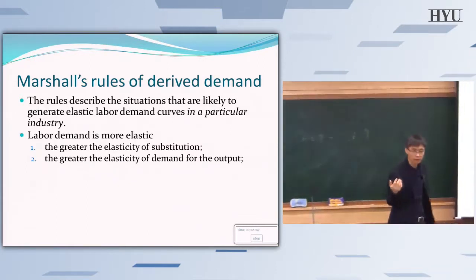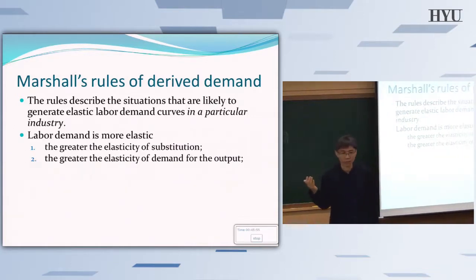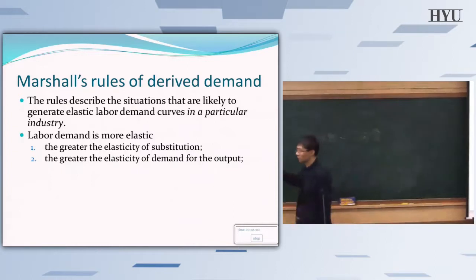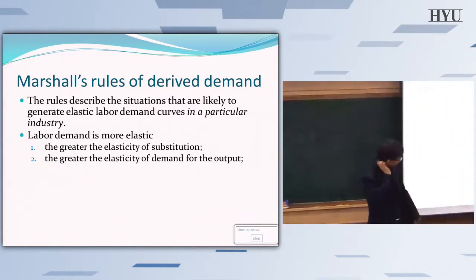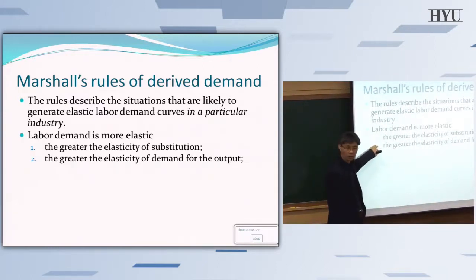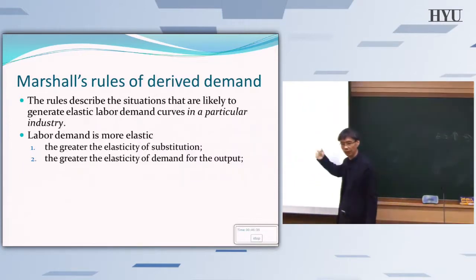So the company, not the company, the whole industry now, raises the price because labor gets more expensive. What happens? The demand for the output will drop because price is higher. By how much the demand drops will depend on the price elasticity of demand for the output. If it's very inelastic demand, it will not change much, so you can keep pretty much the same level of output. But if the elasticity of demand for the output is greater, then when the wage goes up, the output will go down by a greater extent. So scale effect gets bigger, so elasticity of labor demand gets bigger.